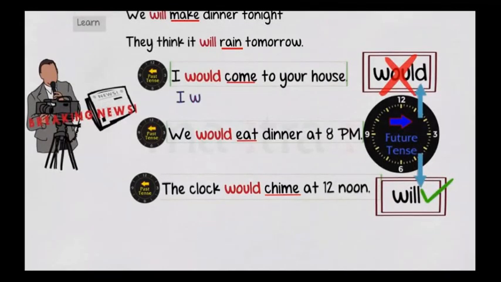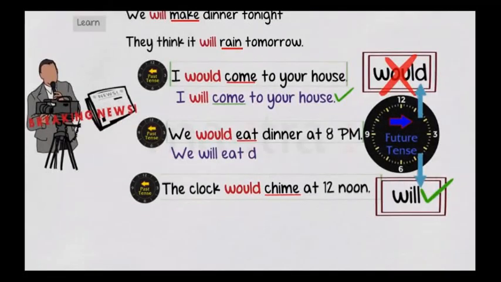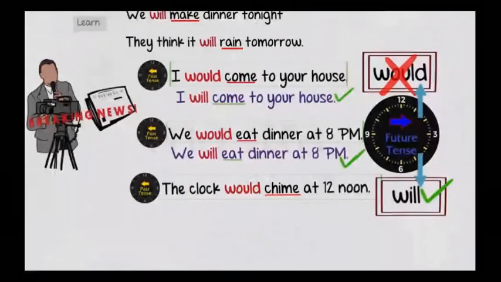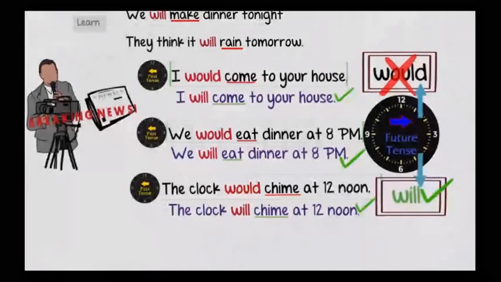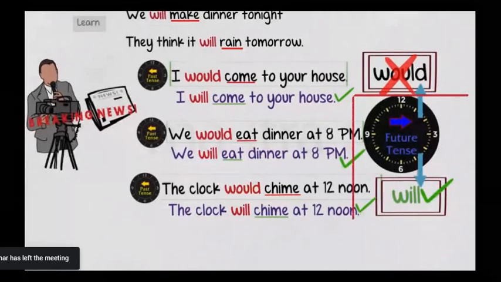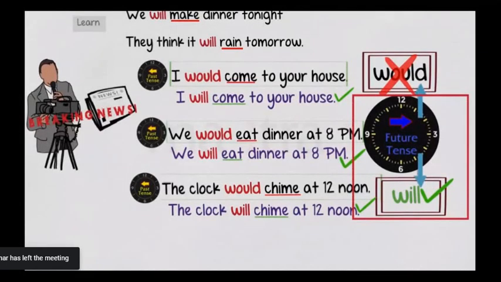I will come to your house. We will eat dinner at 8 p.m. The clock will chime at 12 noon. Will is used to talk about the future, something that is planned or something that will happen.